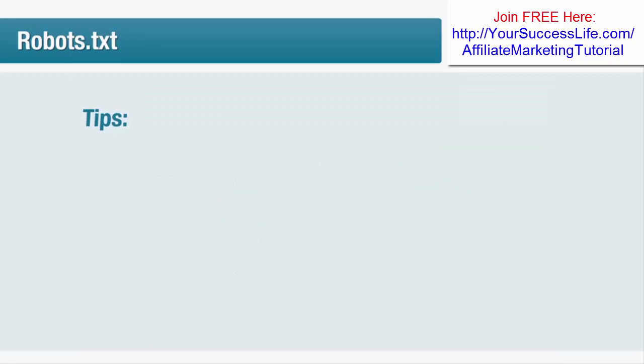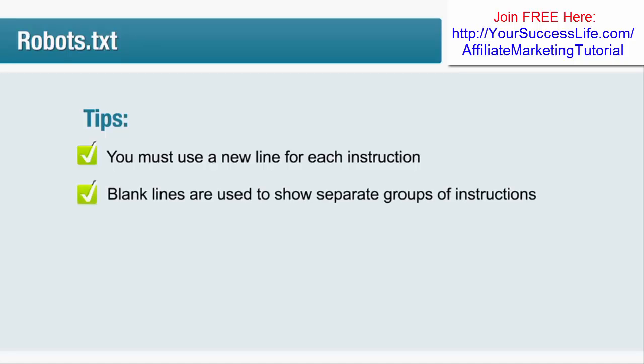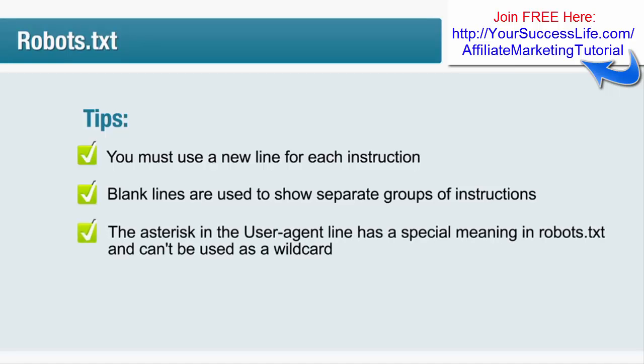Here are some tips. You must use a new line for each instruction. Blank lines are used to show separate groups of instructions, as in the last example. The asterisk in the user agent line has a special meaning in robots.txt and can't be used as a wildcard. If you wanted to disallow all GIF images on your website, you couldn't just go Disallow asterisk .gif.